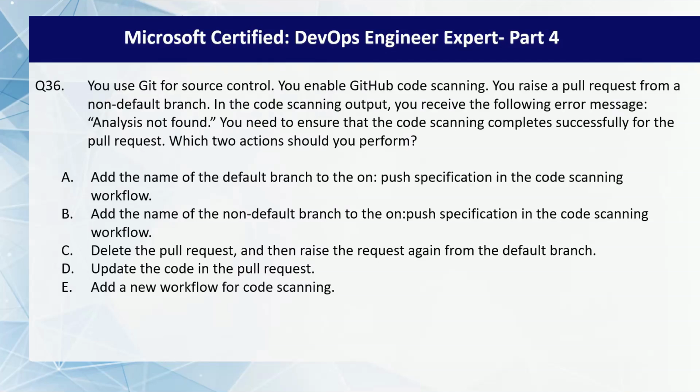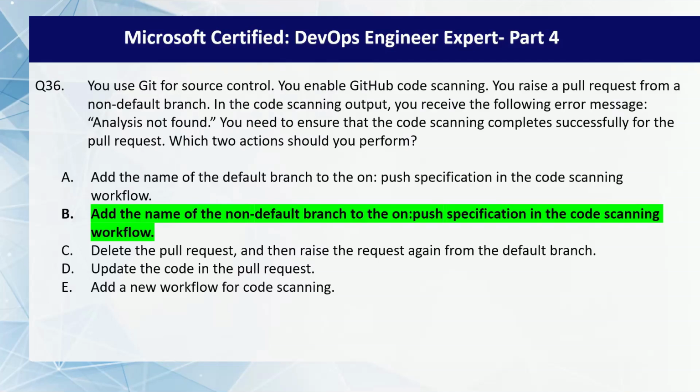Now, friends, you should add the name of the non-default branch to the on push specification in the code scanning workflow. Code scanning workflow typically runs on the default branch unless explicitly configured to scan other branches. Adding the non-default branch ensures that the workflow runs when code is pushed to that branch. This should be combined with updating the code in the pull request, as this action will not trigger the code scanning if there is any error in the code, and you will get the error analysis not found.